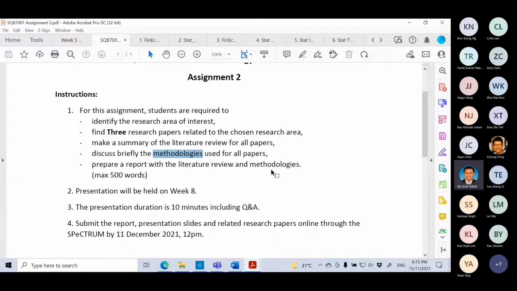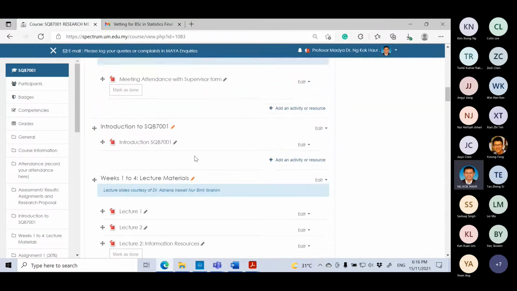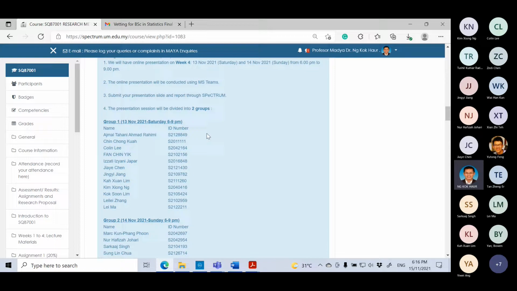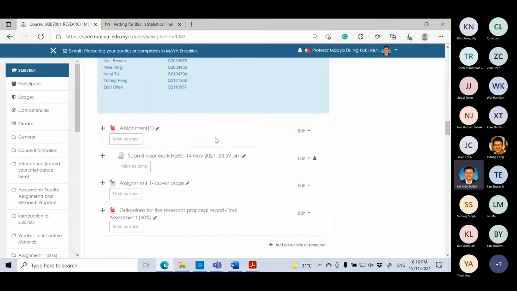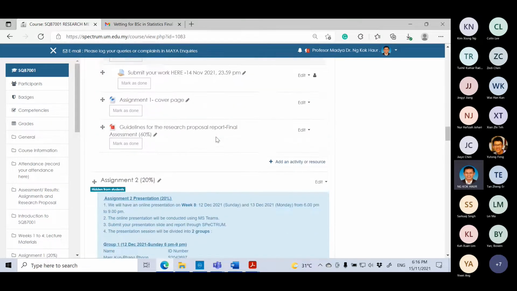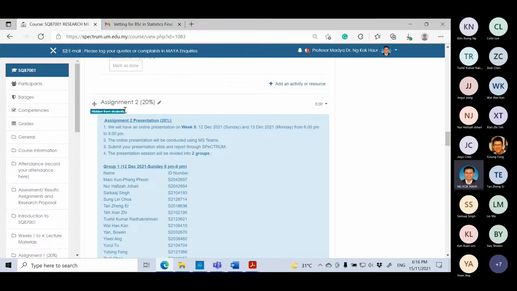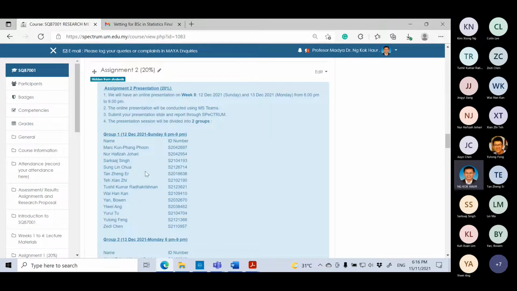So this one, I will upload this information in the spectrum here. Okay, this one is for assignment number 1. Assignment number 2, I will upload later on. But I have changed the sequence of the presentation, so I will upload this one later on. Okay, I will change the sequence.